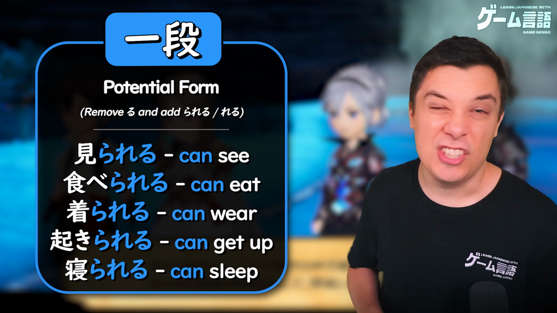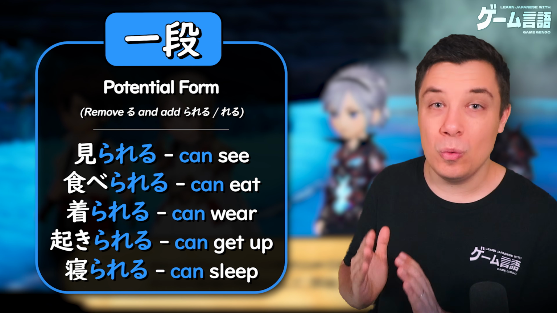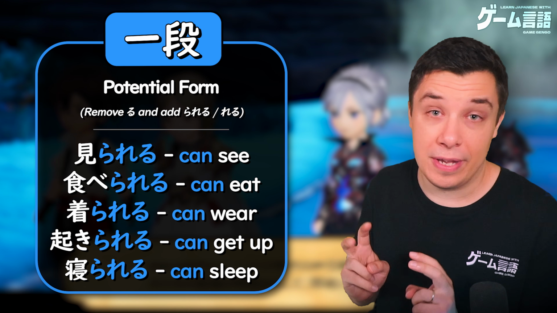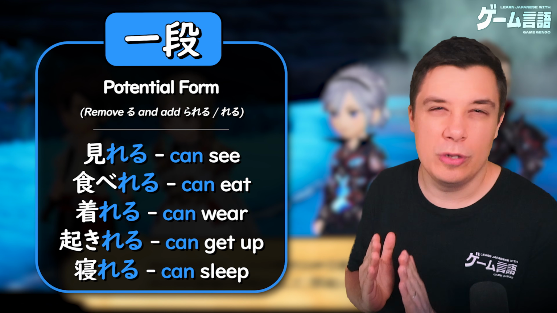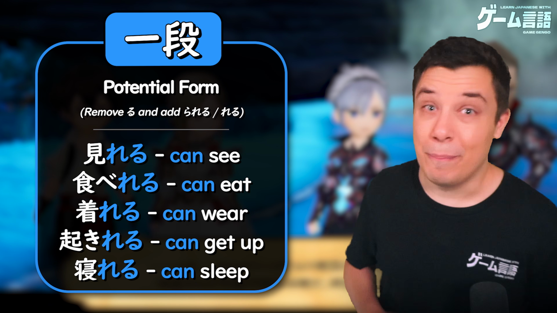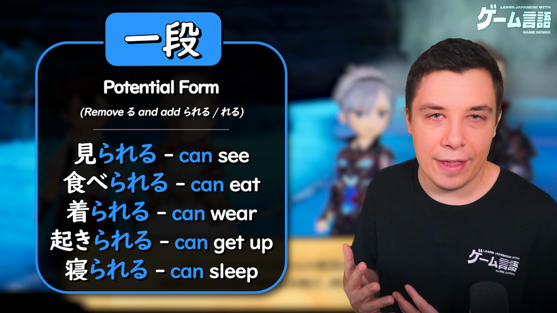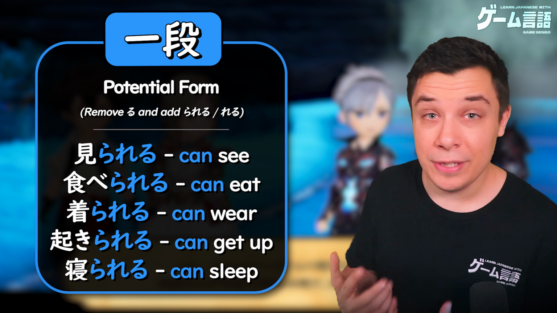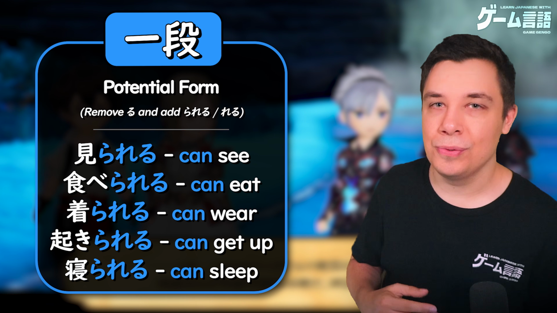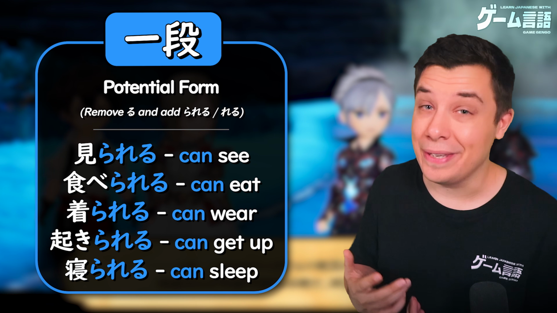For the potential form of a verb, all you need to do is drop the ru and add rareru or reru. You can kind of think of these two uses as rareru being a bit more of the proper way of saying it, and reru being a little bit more of a contracted way. It's almost slang. Both are very commonly used, with rareru being the more proper. So miru, to look or to see, turns into mirareru or mireru.